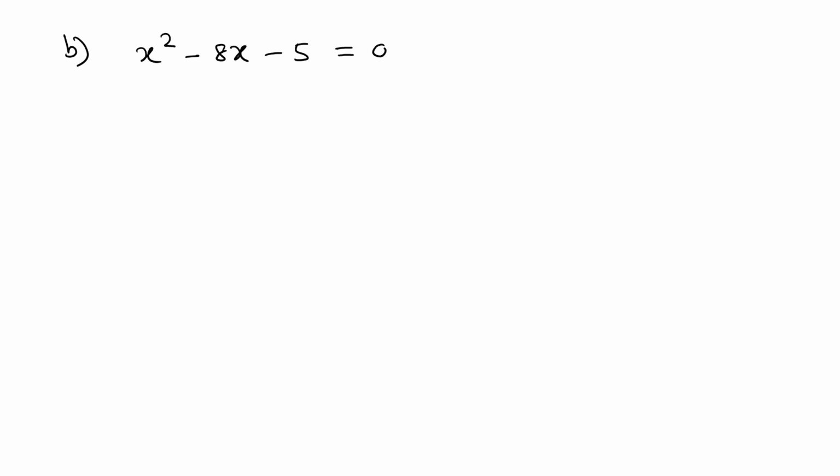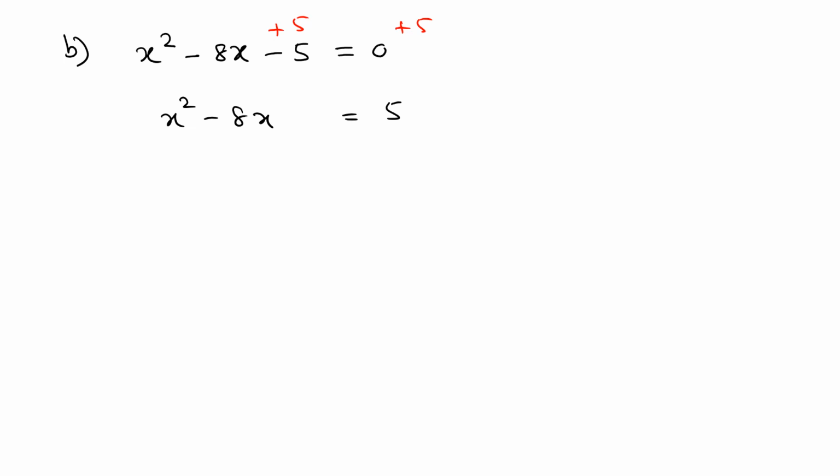We have x squared minus 8x minus 5 equals 0. And you can see it is in the standard form. So we're going to move the number to the other side. We're going to add 5 to both sides first. So that means we're going to get x squared minus 8x equals positive 5. When you move a term, you just change the sign. That's the easy way to remember that.